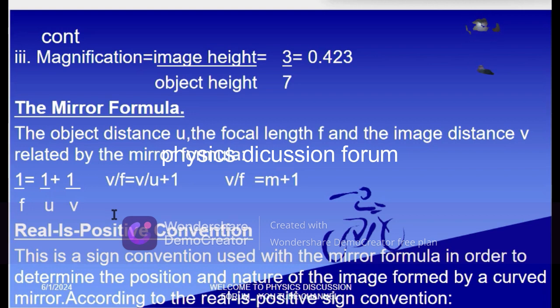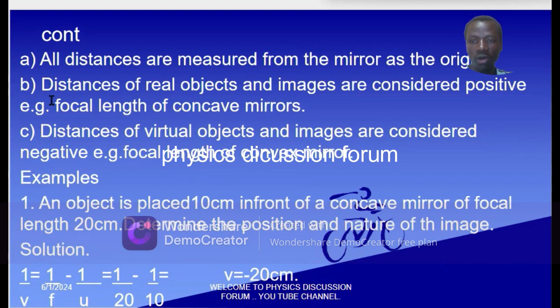Let us now move to the real is positive convention. So this is a sign convention used in the mirror formula in order to determine the position and the nature of the image formed by curved mirrors. So according to the real-is-positive convention, we say that all distances are measured from the mirror as the origin. The distances of real objects and images are considered positive, that is for concave mirrors. The focal length of concave mirrors is therefore positive. Then the distances of virtual objects and images are considered negative.